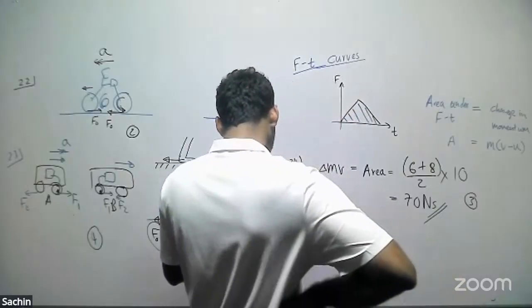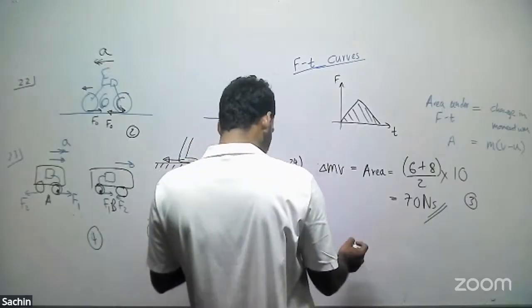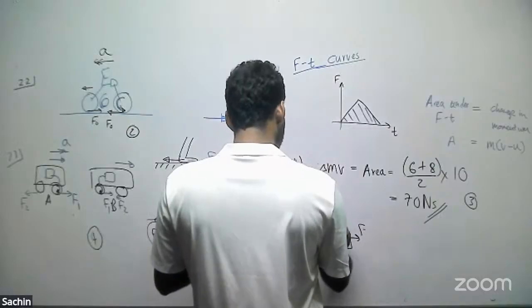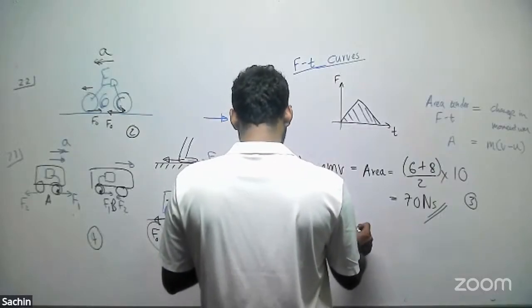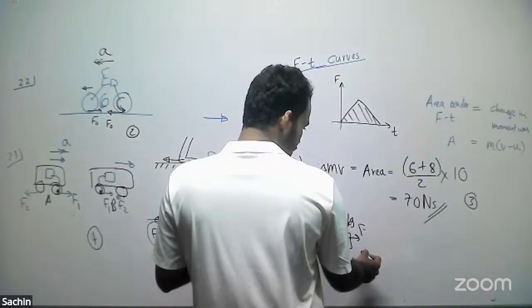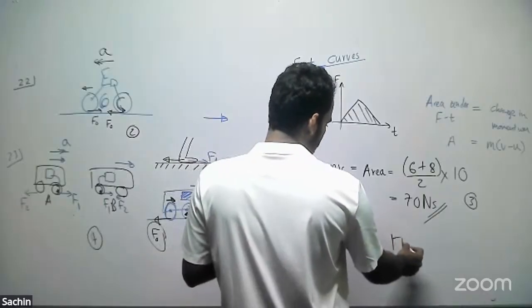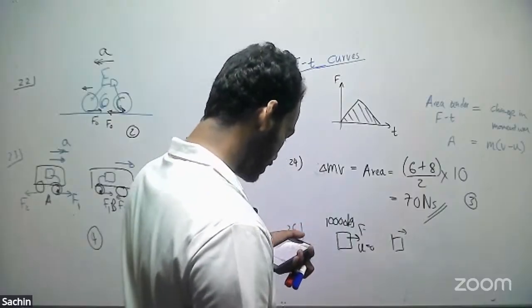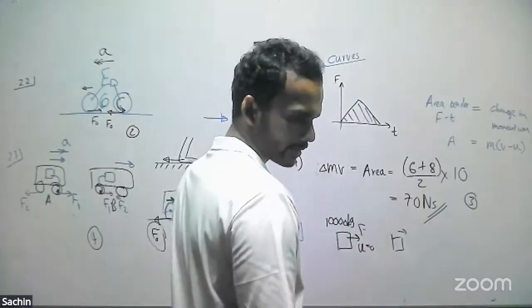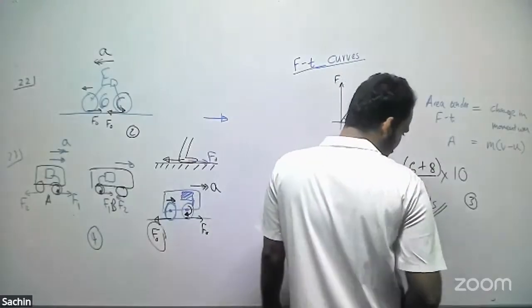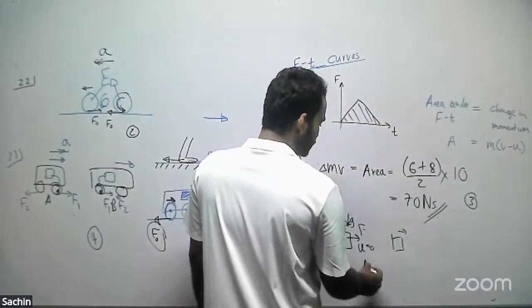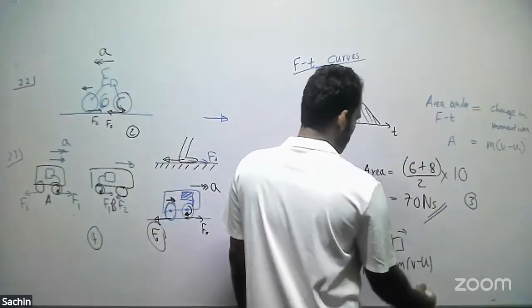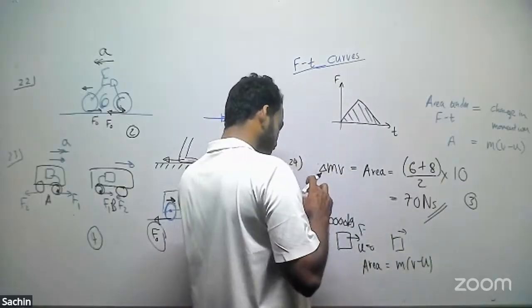So the F-t curve is given, and this force is applied on a wagon. The mass is given as 10,000. Initially zero velocity. After 100 seconds, they ask for the final speed. So how do we do it? The F-t curve is given, so you can only take the area. Area should be equal to momentum change. That's the equation. So how to calculate the area?